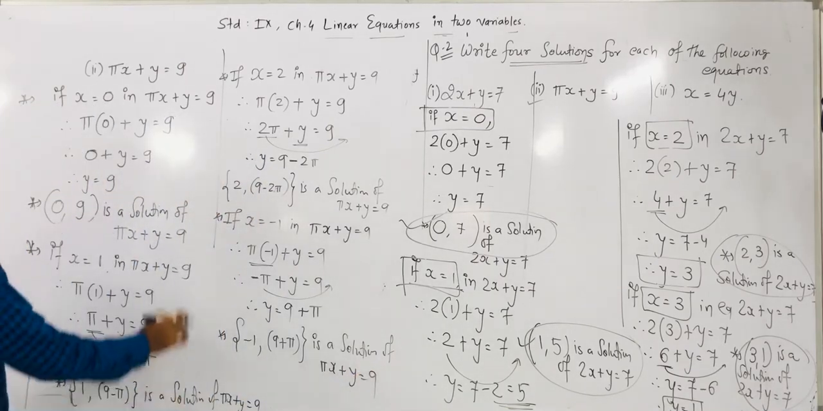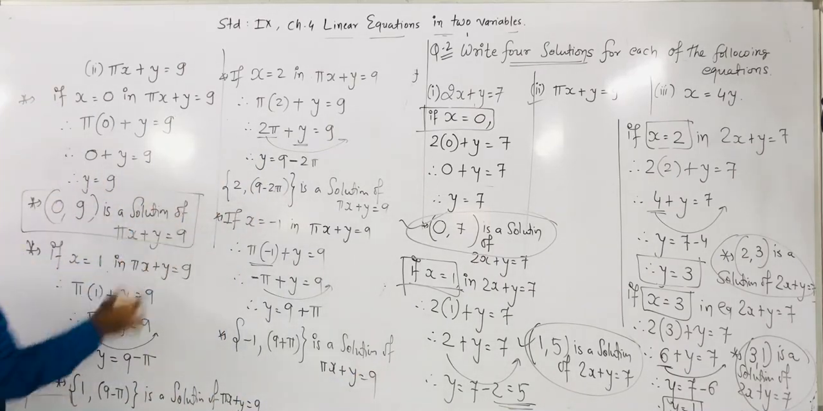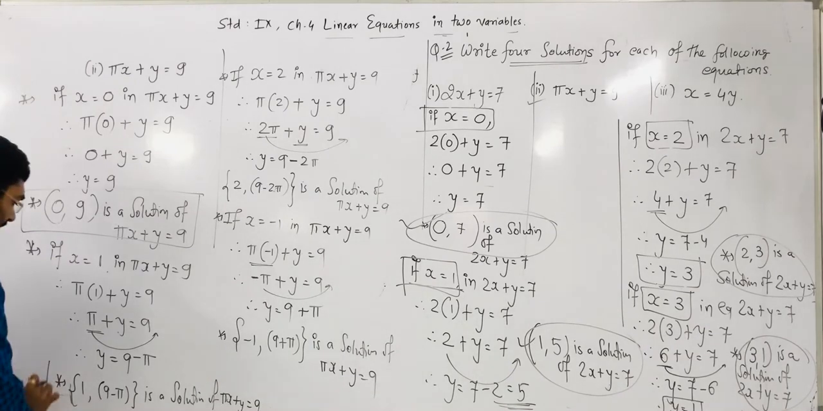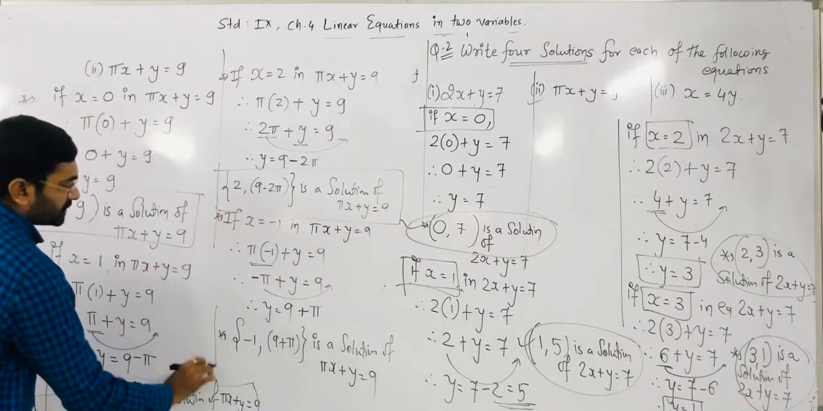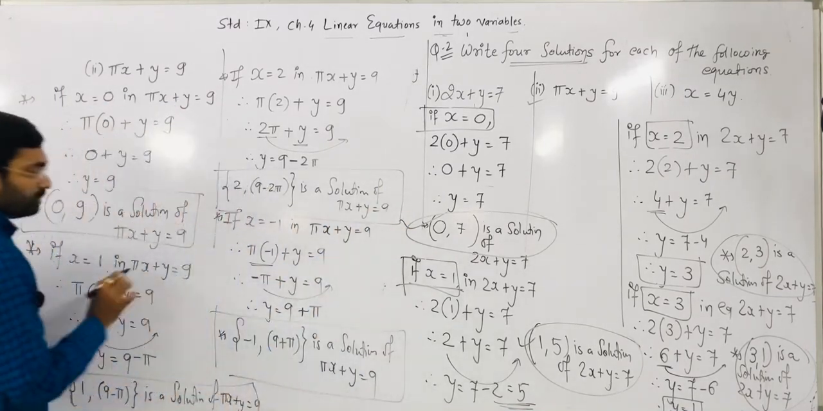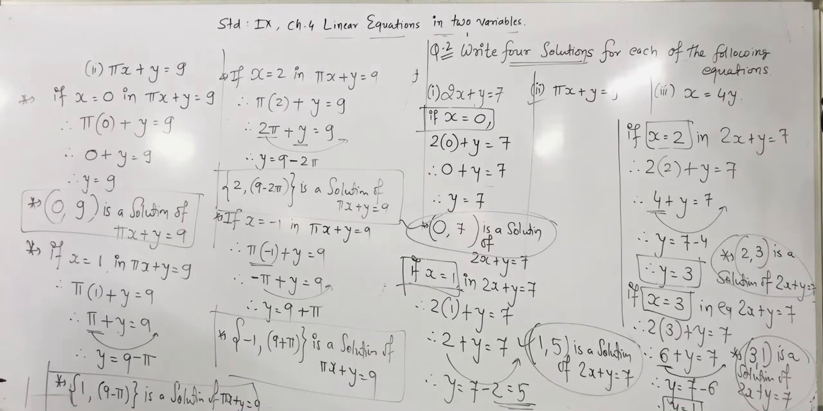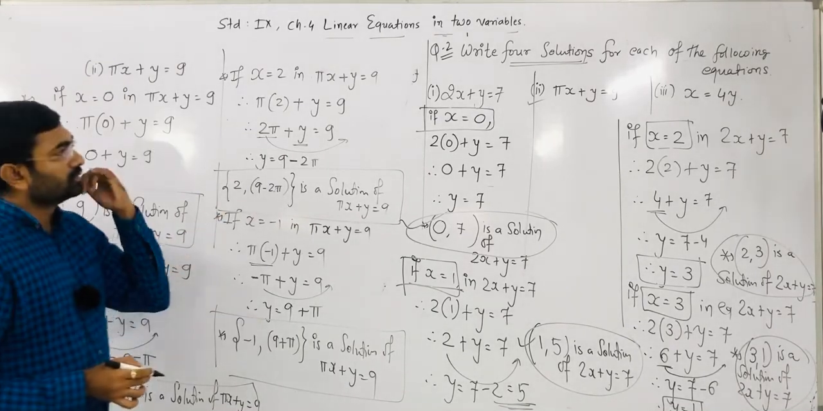Okay, so here we get the 4 solutions. 0, 9 is one of the solutions. 1, 9 minus pi is the second one. 2, 9 minus 2 pi, and minus 1, 9 plus pi is a solution. This way we get the 4 solutions.